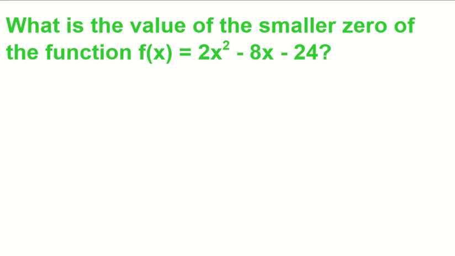This one was actually on the active, I think. So you can use Desmos. Go ahead and find the value of the smaller 0. All right, you can tell me what's the value of the smaller 0. Noah? -2 is correct.